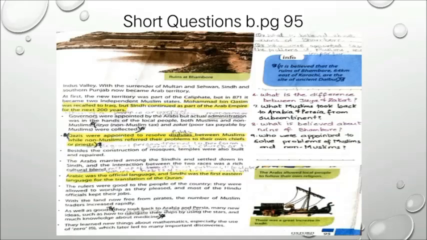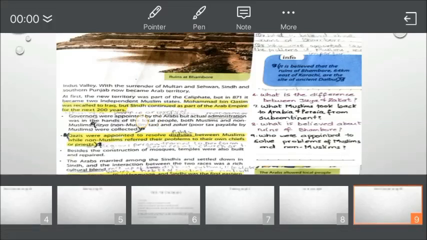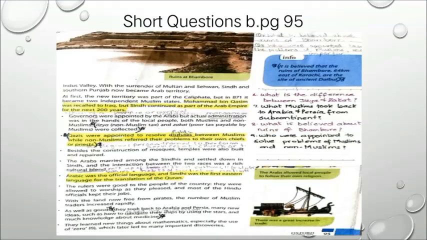Question number 6. What is the difference between jizya and zakat? For its answer, you have to move to point number 1. It's line number 3, Jizya till collected. Question number 7. What did Muslims take back to Arabia and Persia from the subcontinent? For its answer, you have to move to the second last point. It's line number 1, starting from they till medicine.